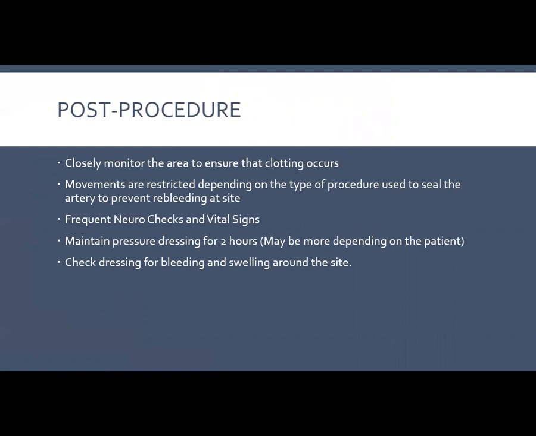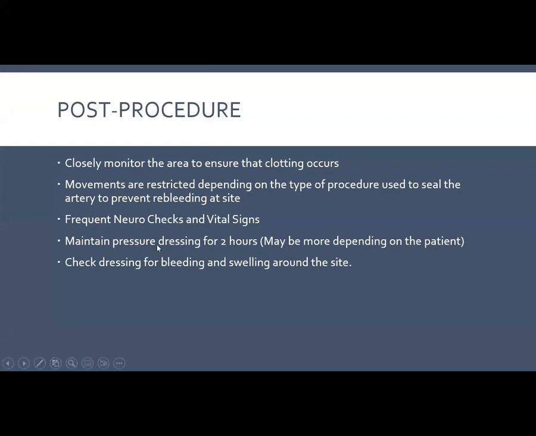Frequent neuro checks and vital signs. So you want to check their vital signs. And the thing that we added that's different than the heart cath is these frequent neuro checks, because remember, we're putting something into the brain. So typically it's every 15 minutes for the first hour, then every 30 minutes, then every hour until the patient is off bed rest.